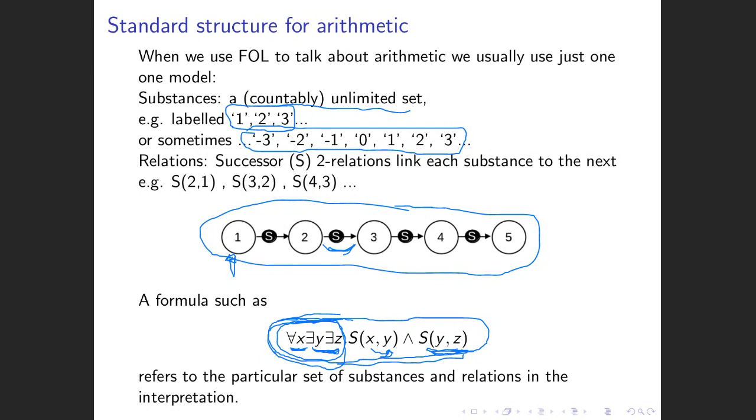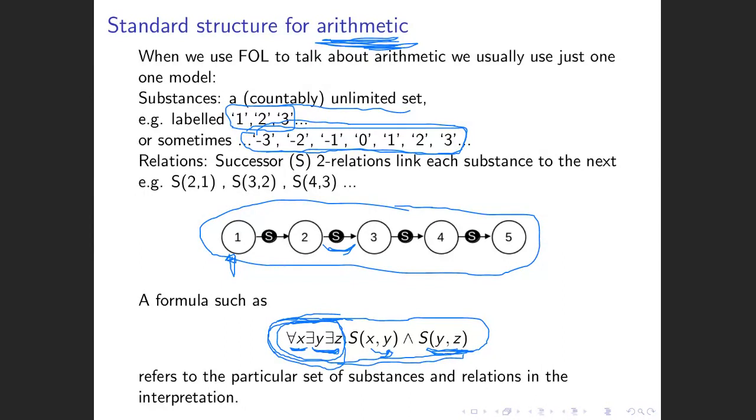So for arithmetic, you actually have a choice of a few interpretations. You can choose the natural numbers, the integers, and so on. But normally when logicians talk about arithmetic, usually it's the integers they're going to use, because you want to do subtraction as well. But it normally doesn't include fractions or real numbers or imaginary numbers or anything like that.